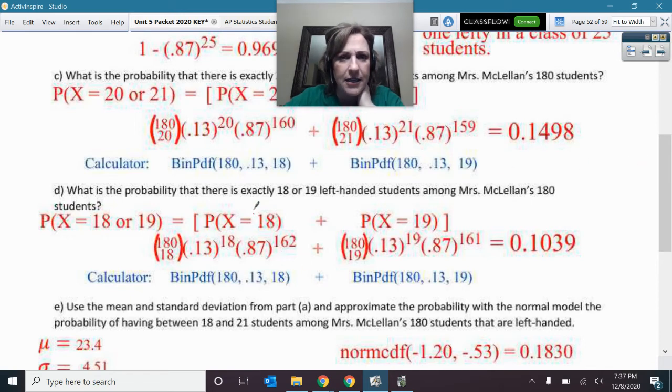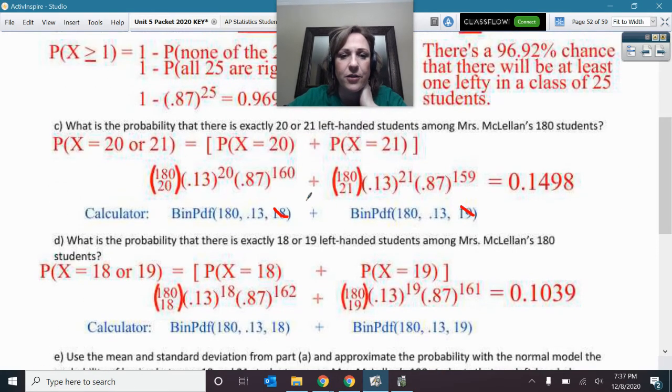Oh, looky there. I think I see something. See that right there? That's wrong. Is that not supposed to be 20 and 21? Okay, so I need to fix that there. So I can tell that was supposed to be a 20 and this was supposed to be a 21. Okay, but I think that is the correct probability.